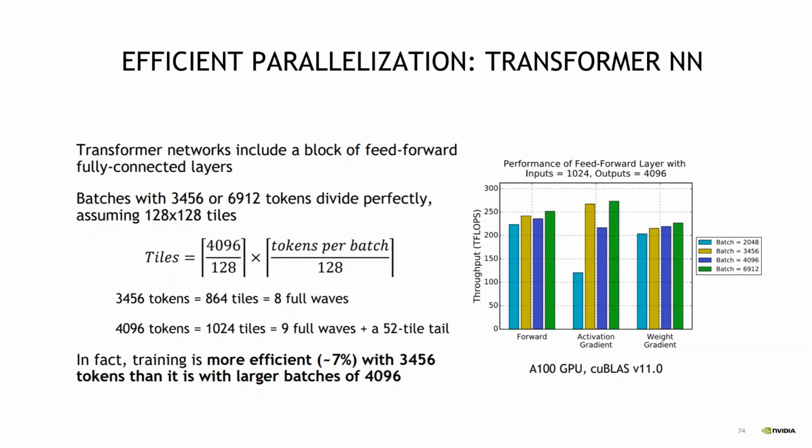But by choosing a smaller batch size, 3456 tokens, we will produce 8 full waves, and we will not get any idle tiles. 3456 is divisible by 108, the number of SMs, and by 128 bit lengths. So with a smaller batch size, you will get more efficient training overall. It's roughly about 7% more efficient.